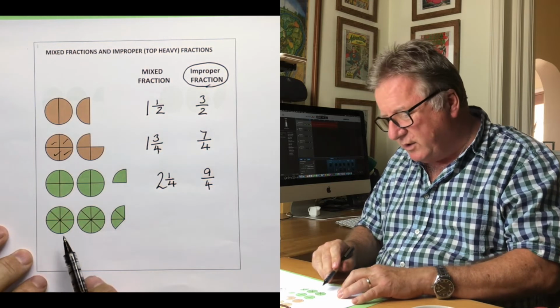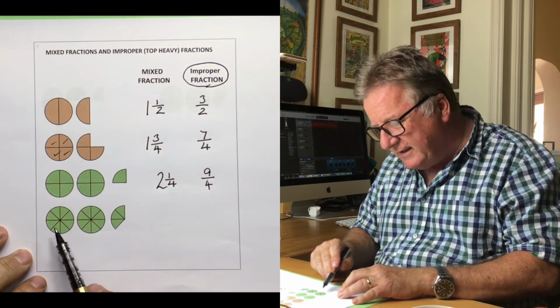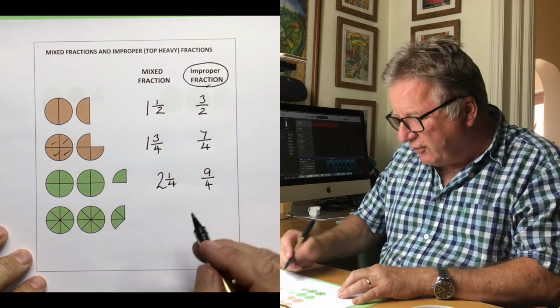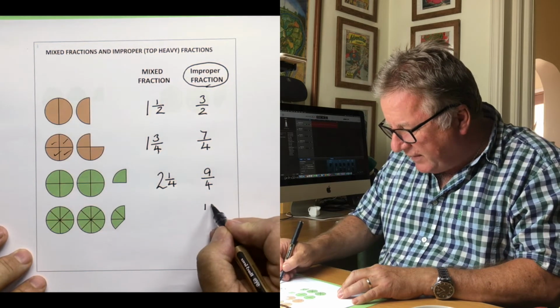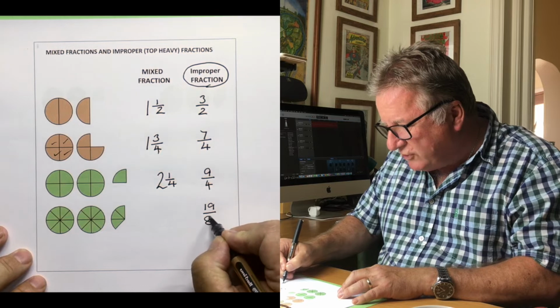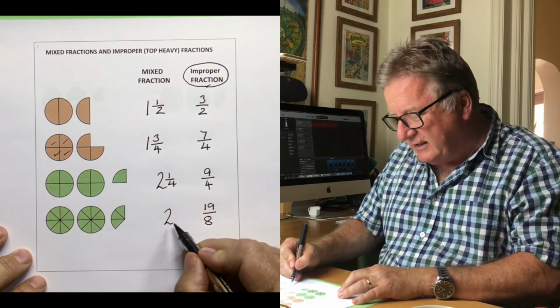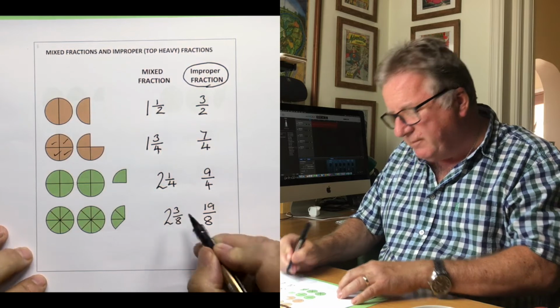Have a look at this one, 8ths. There's 8 in that whole one, 8 in that whole one, 16 plus 3, 19 eighths, which I could also write as 2 whole ones, and 3 eighths left over. That's a quick visit of mixed fractions, okay?